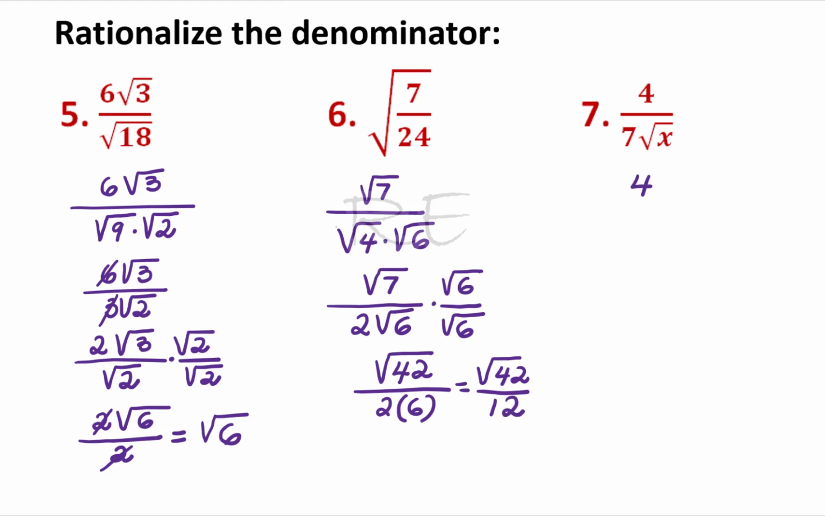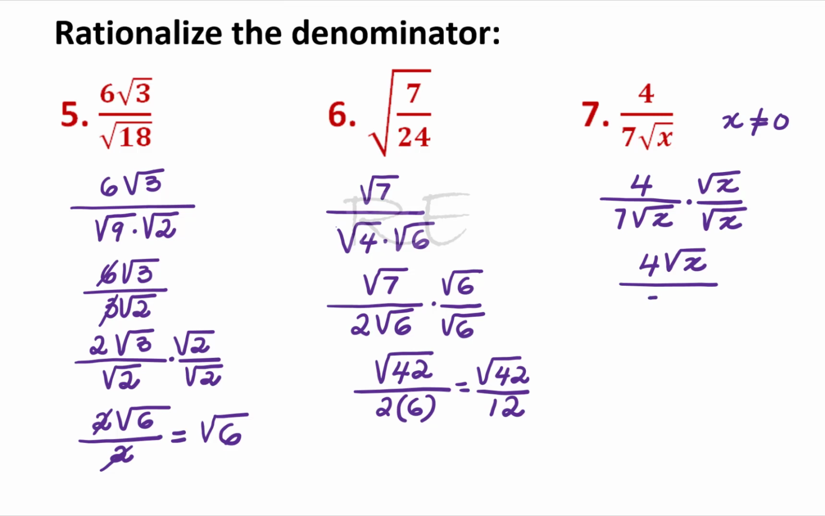4 divided by 7 square root of x. Assume that x is different from 0. We're going to multiply by square root of x over square root of x. The top part becomes 4 square root of x. And the bottom part, 7 times square root of x squared, which is x.